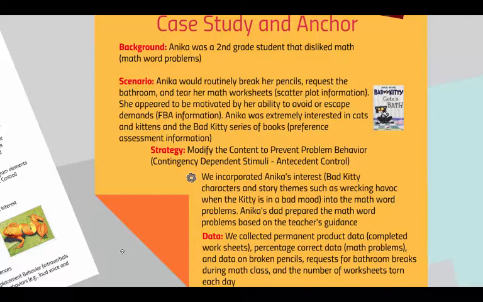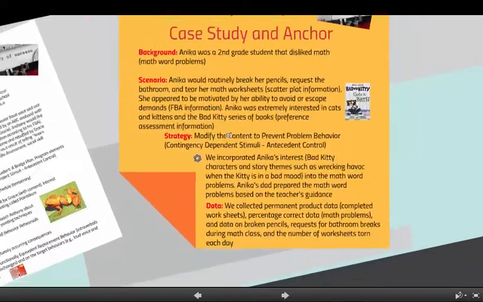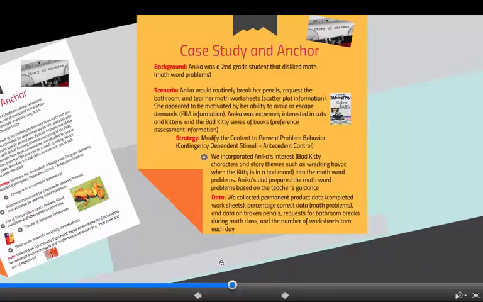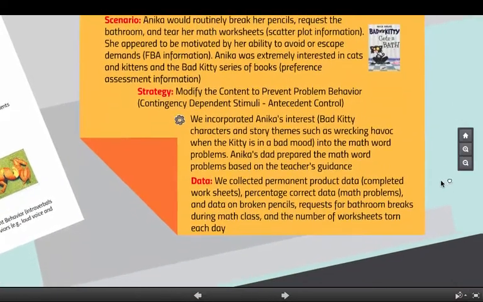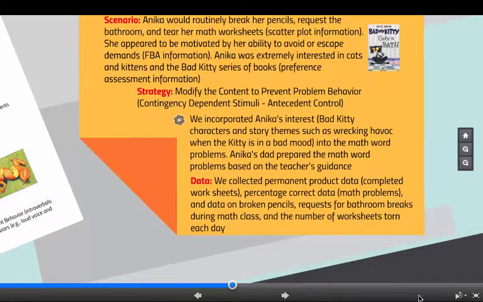So this is yet another strategy. We can mitigate. Okay, so go back to Ted Carr again. In the first case study, we talked about avoiding things initially, temporarily. In this story, we're talking about mitigating the circumstances. So we lessen the difficulty. We dial it down as a result of modifying the presentation of the math word problems. So here again, we have contingency dependent stimuli, and we're looking to acquire some antecedent control as a result of that. So what did we do?